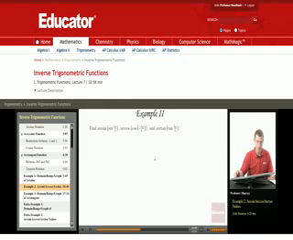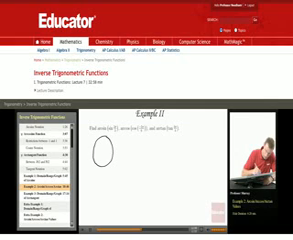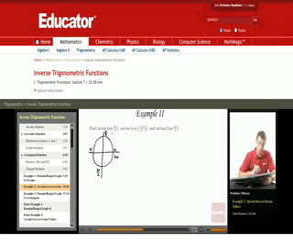So in our second example here, we have to find the arc sine of the sine of 2 pi over 3, and then some similar values for arc cosine and arc tangent. So the first thing to do here is really to figure out where we are on the unit circle. There's 0, pi over 2, pi, 3 pi over 2, and 2 pi. So let's figure out where each of these angles is on the unit circle.